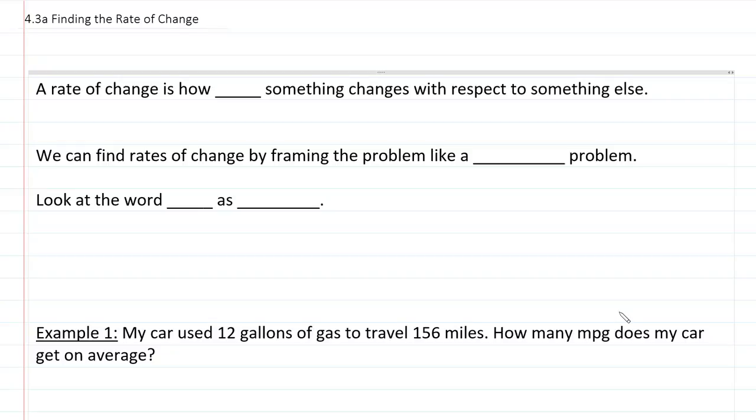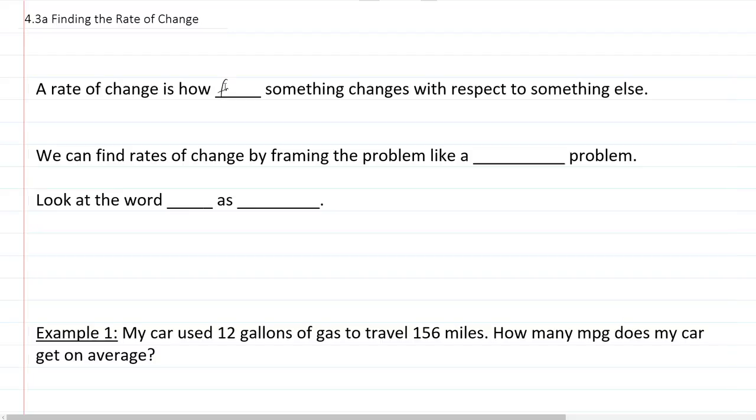4.3a, finding the rate of change. Rate of change is how fast something changes with respect to something else. We can find rates of change by framing the problem like a division problem.